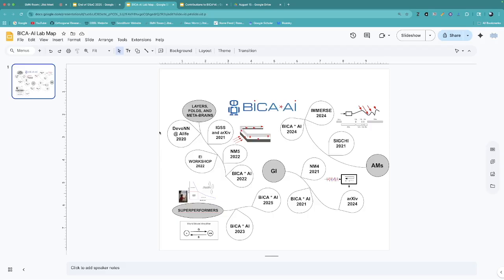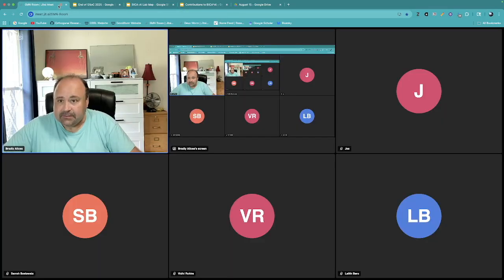And then finally, we have the super performers, which is kind of an emerging area. We presented at BICA 2023 and BICA 2025. So this map is available on the Orthogonal Research and Education Lab website. It's in the carousel of projects. So just to let people know kind of our activities on that and where we stand.